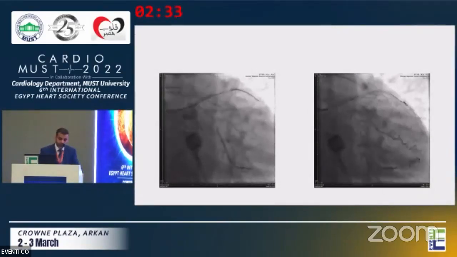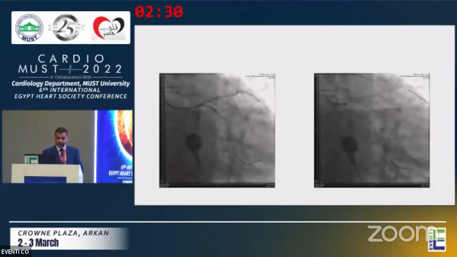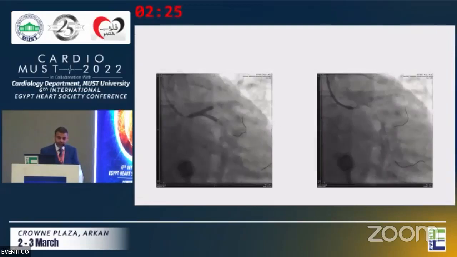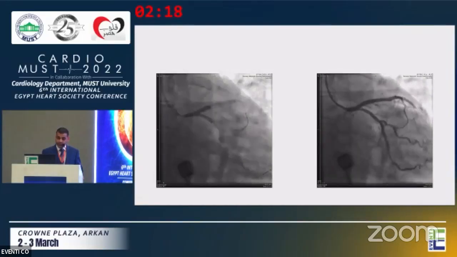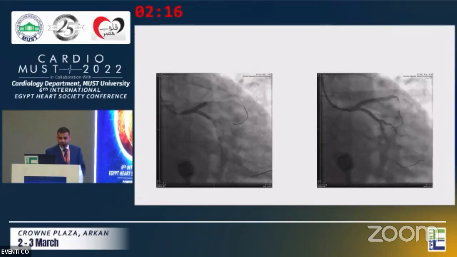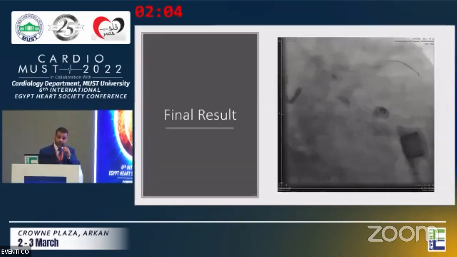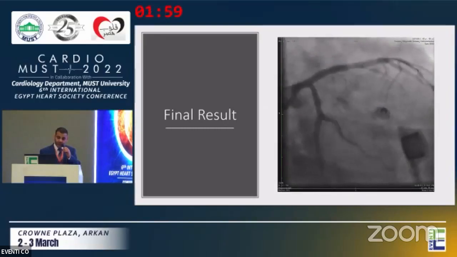Direct stenting provisional for left main in this case, but as we can see, we have some compromise in the ostial LCX. So I have done a kissing for it, and after kissing, we have a good result. What about kissing in provisional stenting in left main? It's controversial. Kissing balloon in provisional stenting, there is some data supporting it and some data against it, but in our case, it has a good result.